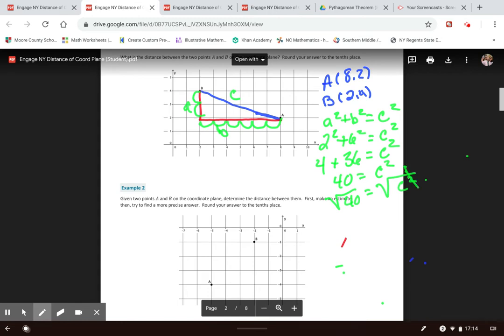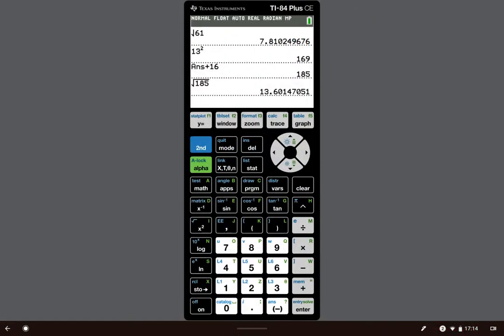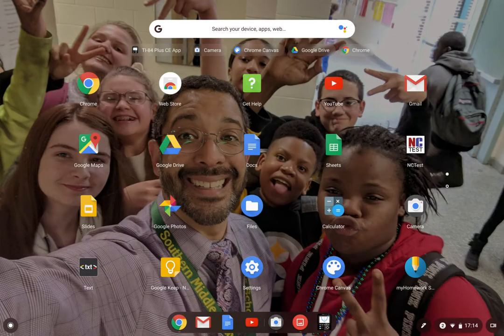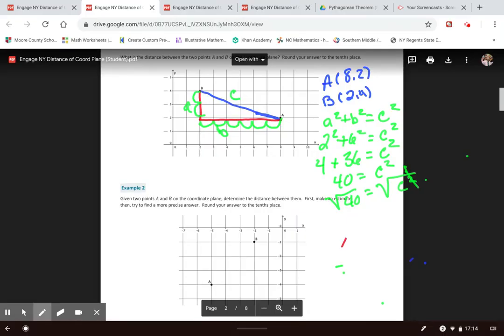So I'll go to my calculator, and I'll type in the square root of 40. And that gives me 6.3 because I'm rounding to the tenth. So I'll go back over here. So C equals 6.3. So that's the length of side C. So my diagonal length from point A to point B is 6.3.